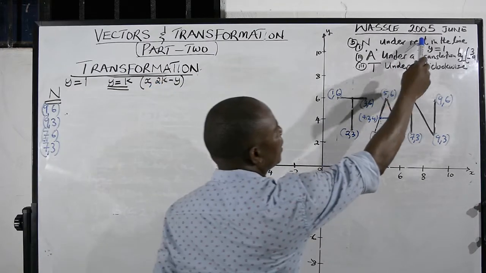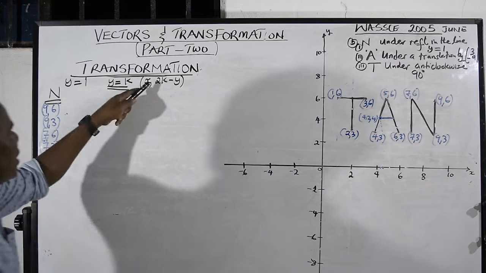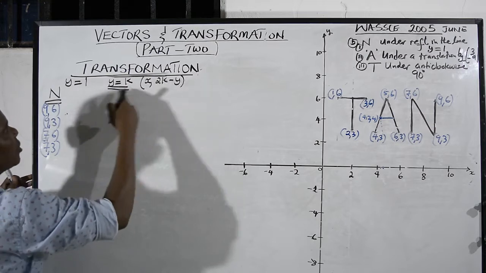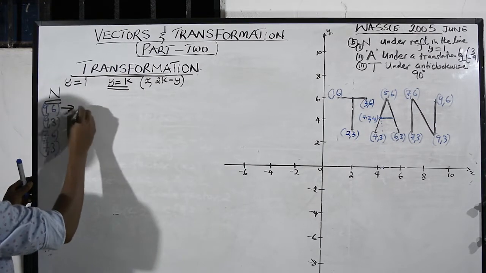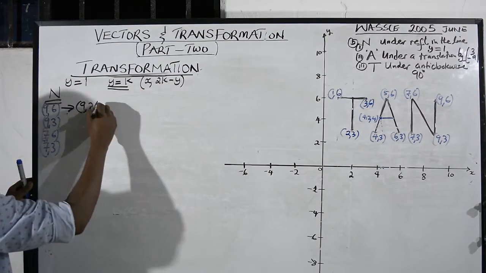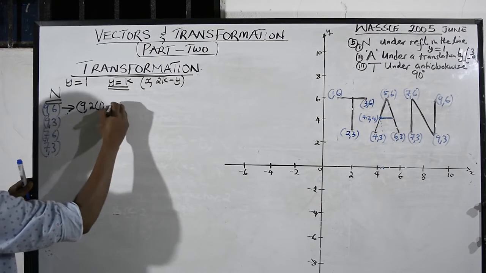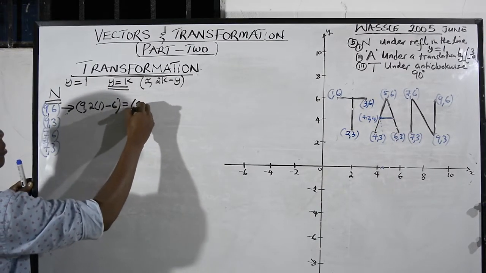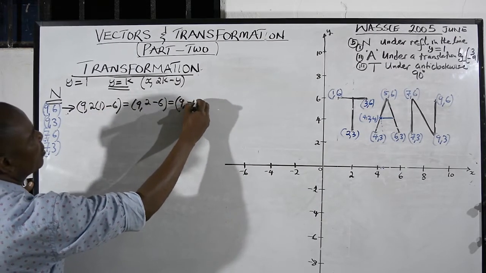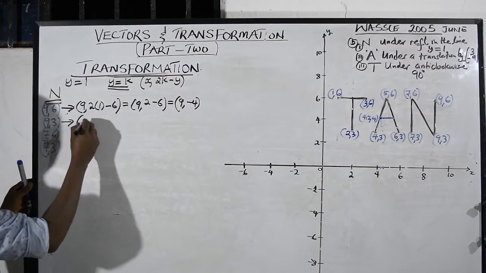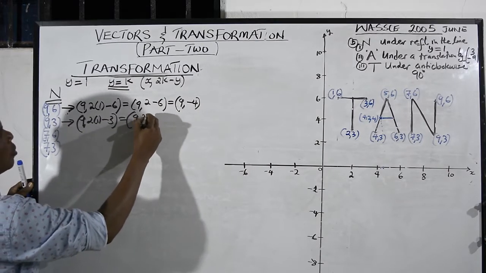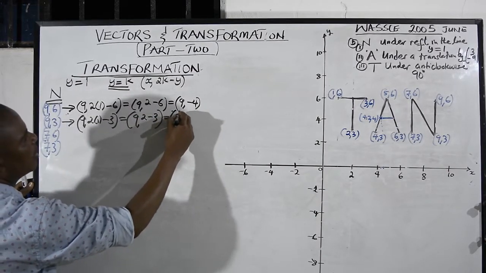Now the question says reflect the N in the line y equals 1. Remember the x coordinate and the y coordinate, and the key in this question is the y, which is 1. The 9 will not change, but the y becomes 2 times k, where k is 1, minus the y, which is 6. So this is going to be 9 comma 2 minus 6, so you finally have 9 comma minus 4. The other point is 9 comma 2 times 1 minus 3, which gives 9 comma 2 minus 3. So the final position becomes 9 comma minus 1.